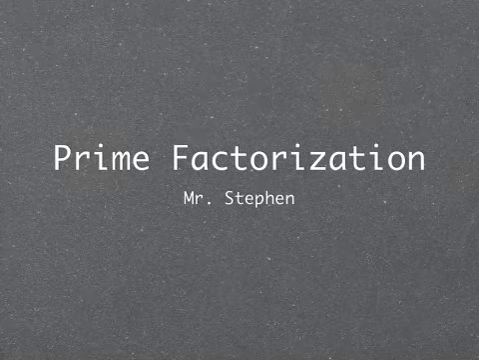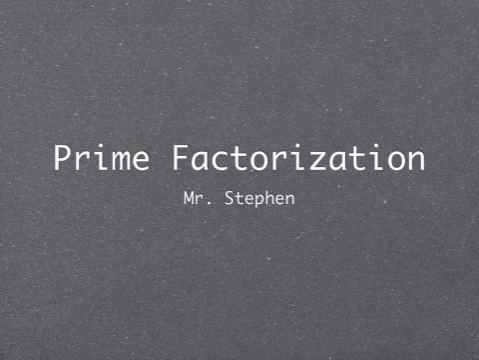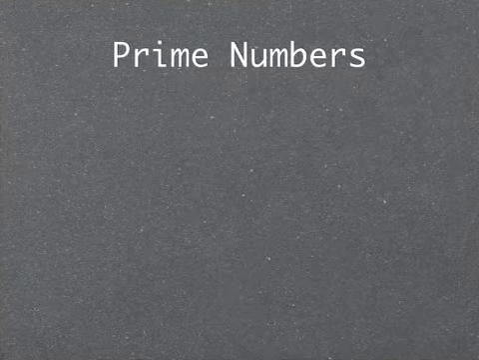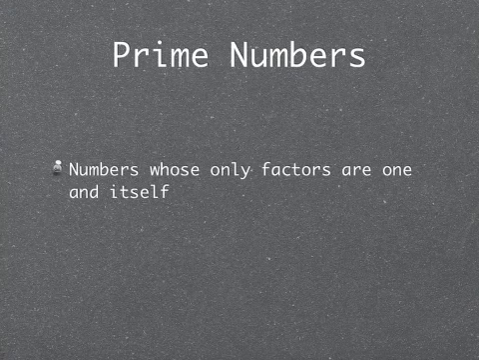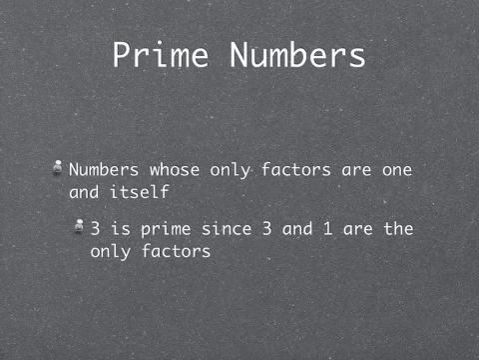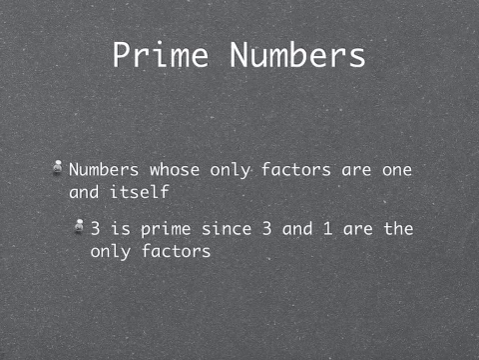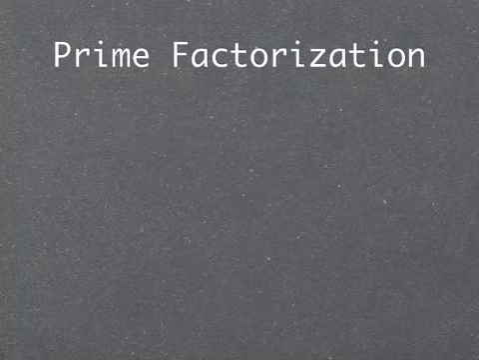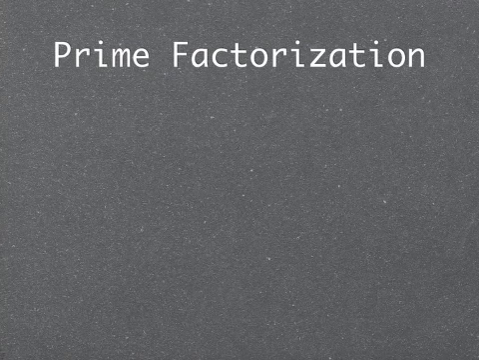Alright, today's lesson will be on prime factorization. So to get started, let's talk about what prime numbers are. Well, a prime number is a number whose only factors are 1 and itself. So for instance, 3 is prime since 3 and 1 are its only factors. So we're going to have to use this idea of prime numbers to do prime factorization.